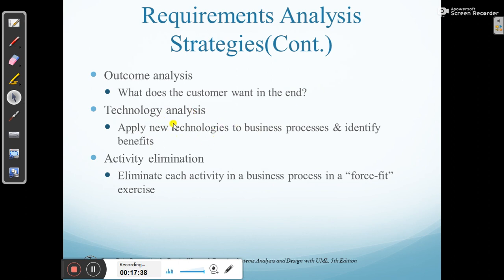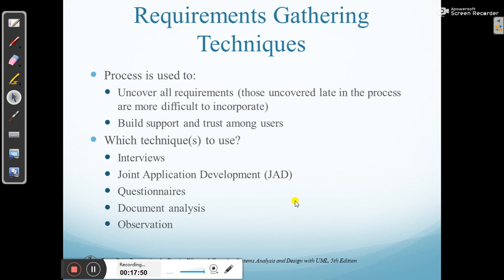In that way, you need to analyze the technology. Activity elimination: some activities you can eliminate, each activity in a business process, in a force fit exercise. So which technique to use to find the requirements?